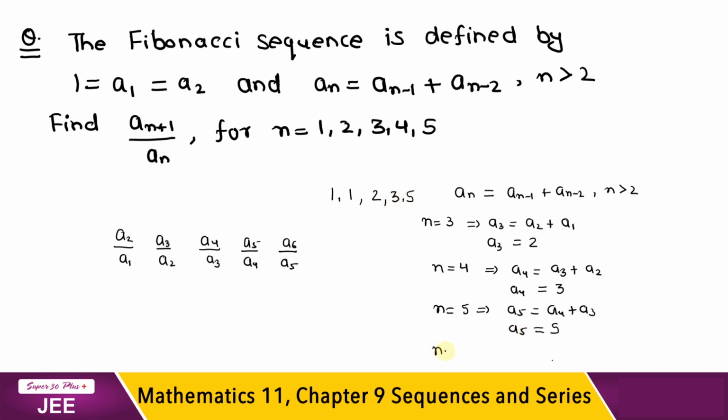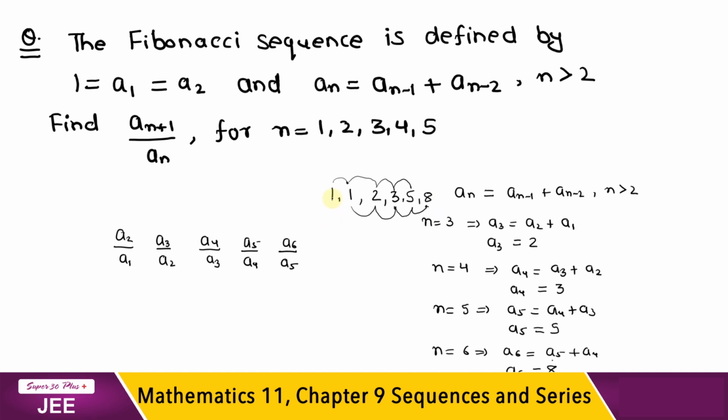And now for the sixth term, n equals 6. So a6 is a5 plus a4. So we have to add 3 and 5, which gives us 8 as the sixth term of this sequence. 1 plus 1 will give you this number 2, and then 1 plus 2 will give you this number 3, then 2 plus 3 will give you this number 5, then 3 plus 5 will give you this number 8. So this sequence is the Fibonacci sequence.